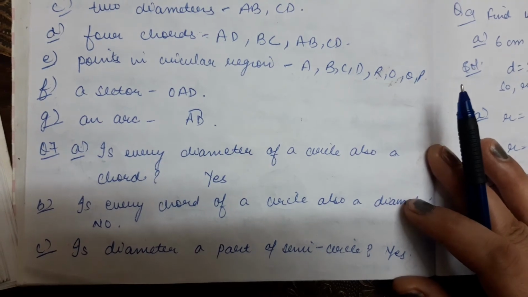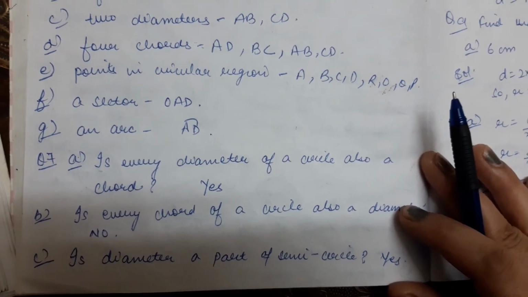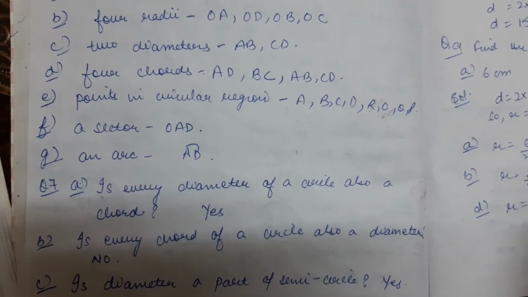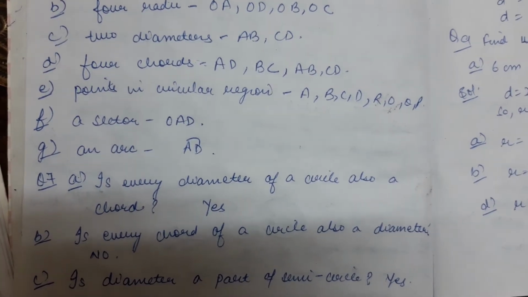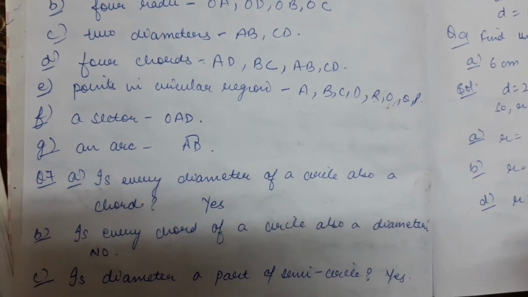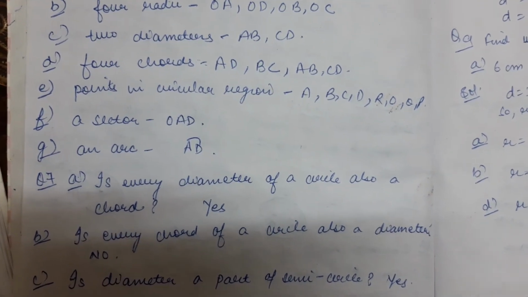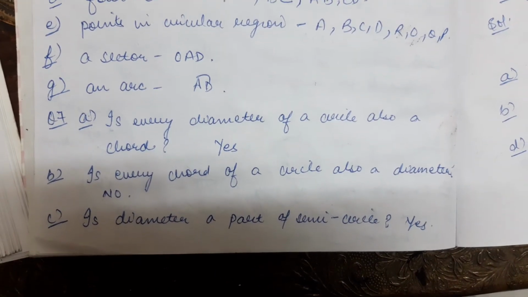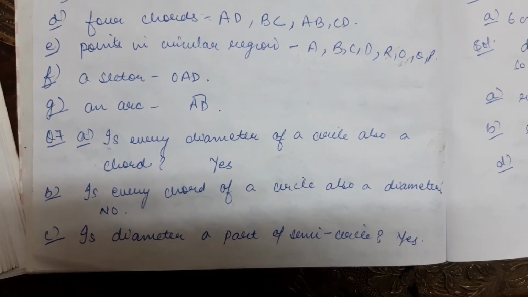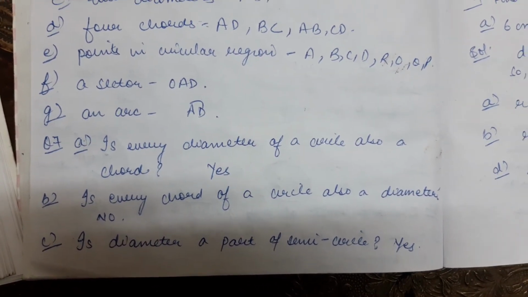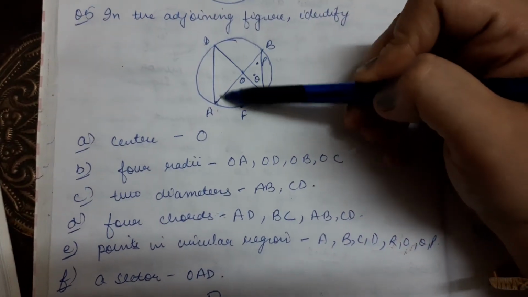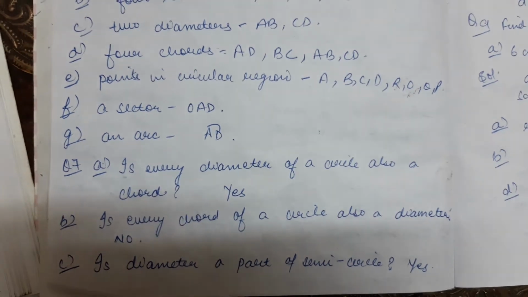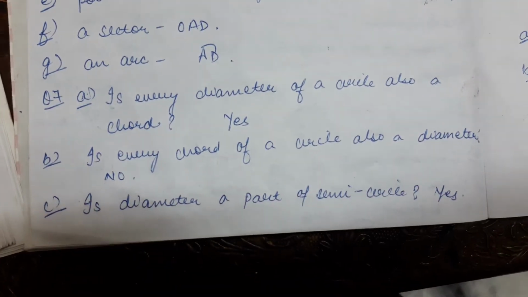Next question is, is every diameter of a circle also a chord? Yes, clearly if it is a diameter, then we know diameter is a chord also, because it also joins the points on the boundary of the circle. Next is, is every chord of a circle also a diameter? No. Diameter is that chord which passes through the center. So we can have any other chord which is not passing through the center. So we cannot say every chord is a diameter. This is wrong.